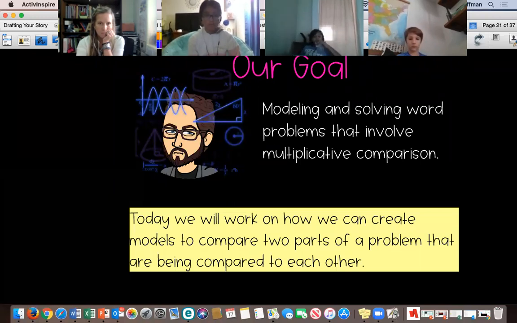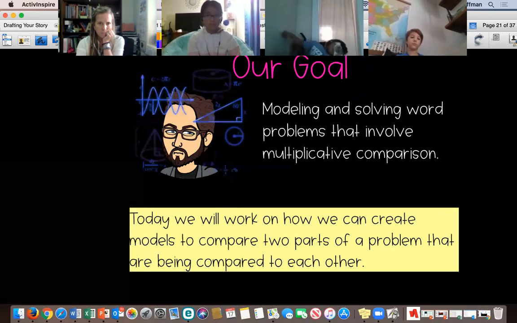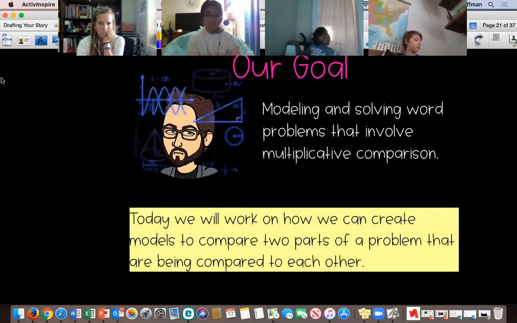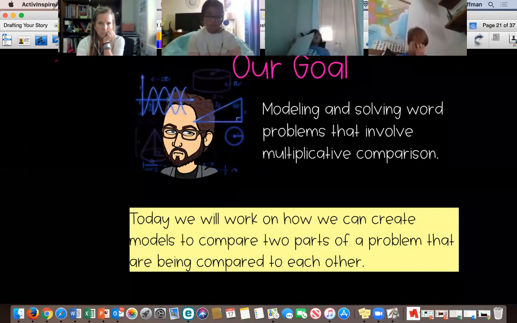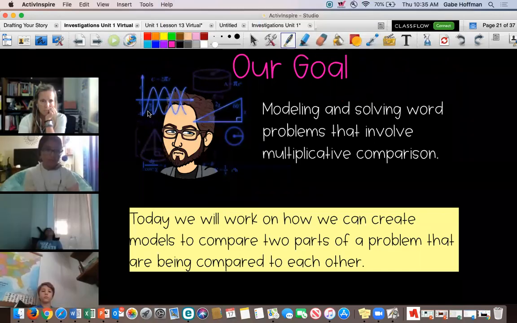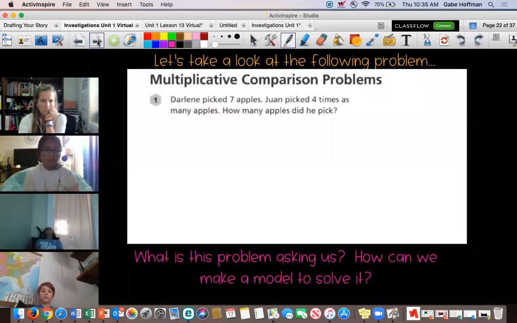So this means that when we're doing problems like this today, we're working on problems that are going to ask us to multiply and compare two different things using multiplication. And so we're going to work on how to model those and show those different examples and then go through and solve them. It's going to be a combination of understanding the word problem as well as then using the strategies to solve multiplication problems. Okay. So we're going to look at our first one.